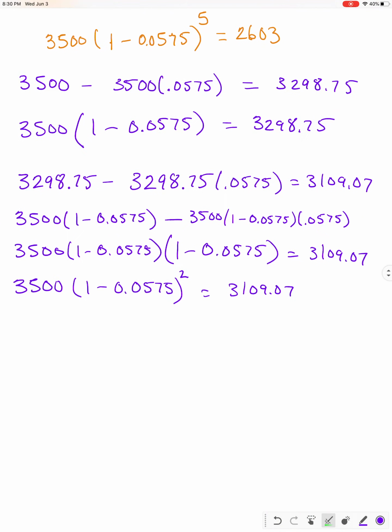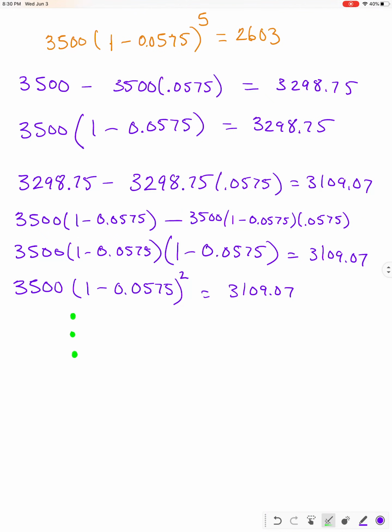So following that same pattern, dot, dot, dot down here, I would get 3,500 times 1 minus 0.0575 raised to the fifth would give me my answer of 2,603.